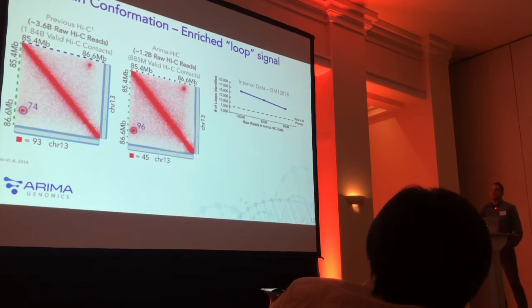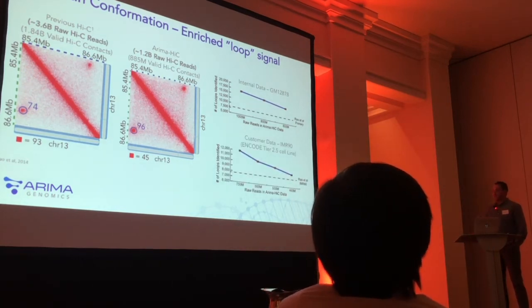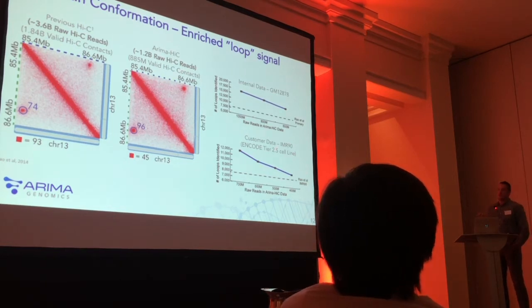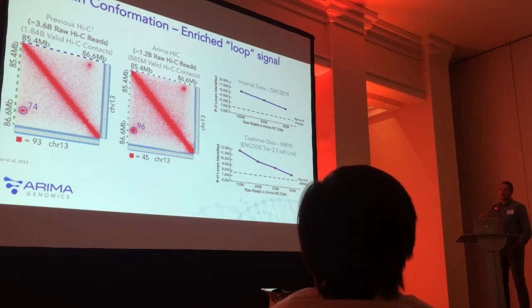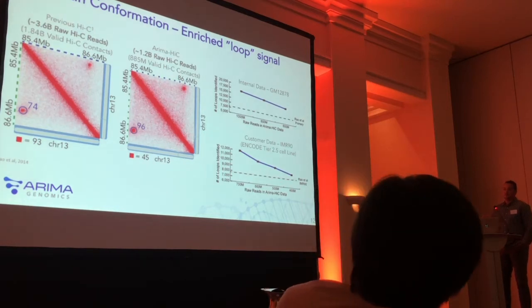Just to show you that this isn't a cherry-picked example, here is internal data from a customer who generated Arima Hi-C data in IMR90 cells compared to the published in situ Hi-C data in IMR90. This was sequenced to 700 million raw reads, and the same sort of effect. You do see a decline in the overall number of loop calls. Even down to 400 million reads, you're still identifying about 9,000 with a 70% overlap between the two data sets.